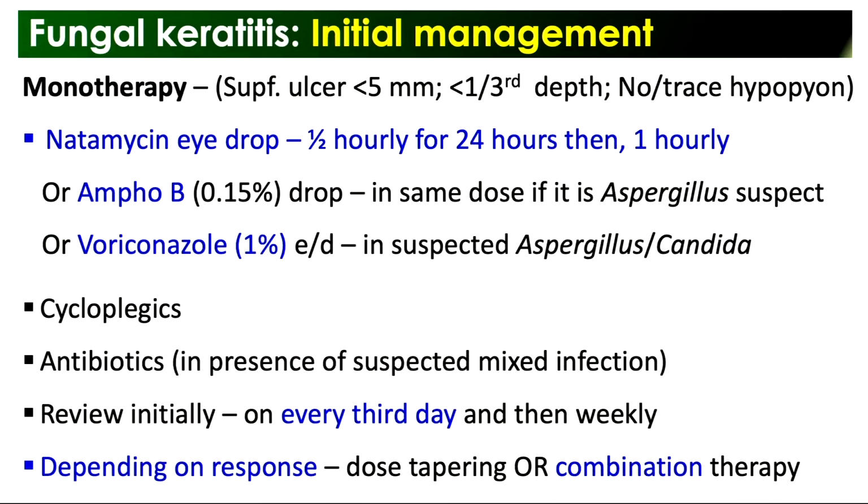So initial management is monotherapy when the ulcer is less than 5 millimeter, up to 1/3 depth, and with a trace of hypopyon. You can start with monotherapy; natamycin is the drug of choice. Then the protocol is half-hourly, then 1-hourly the next day, and depending upon the response you can reduce. Then amphotericin B or voriconazole, then a cycloplegic and antibiotic. Review initially every 2nd or 3rd day, then weekly, see the response, and depending upon that, taper or use combination therapy.